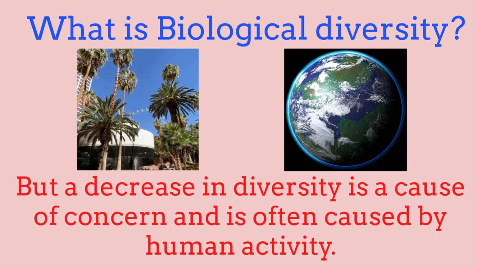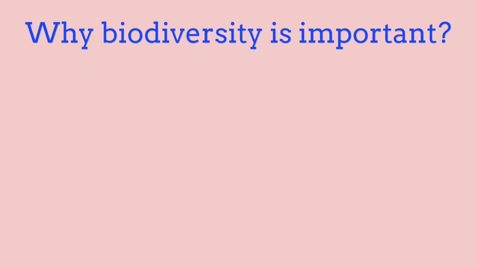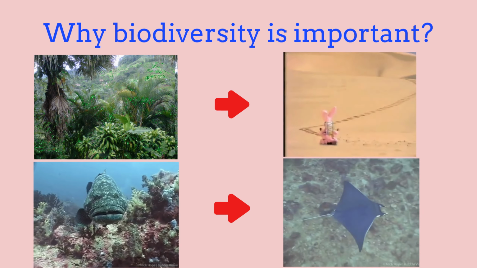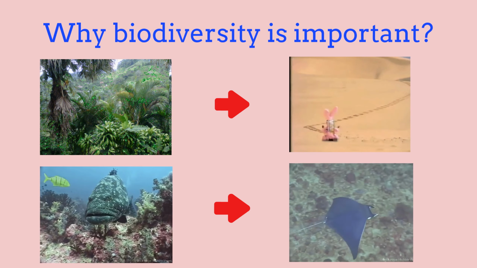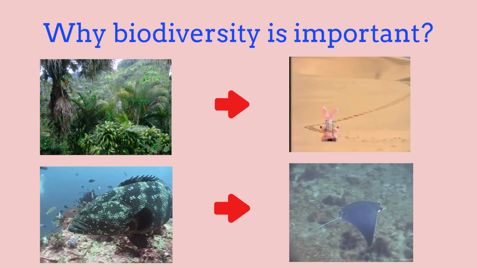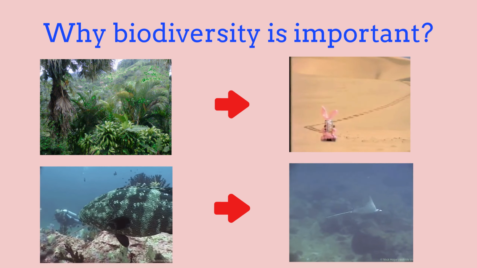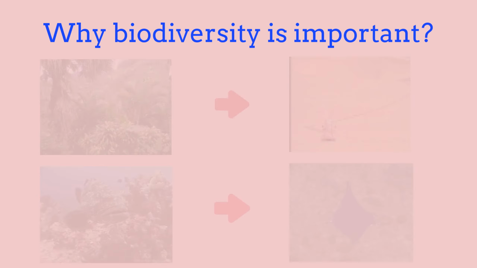So now that we know a little bit of what biodiversity is, let's look at why it's important. So here are some examples of why it is important. So sometimes jungles can become deserts. Some coral reefs from the bottom of the ocean can become lifeless rocks. So what makes one ecosystem strong and another weak? The answer to this is biodiversity.